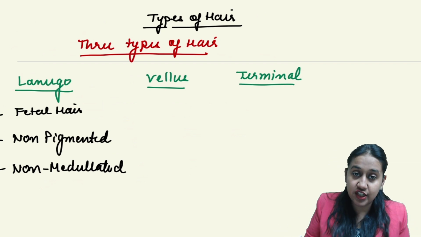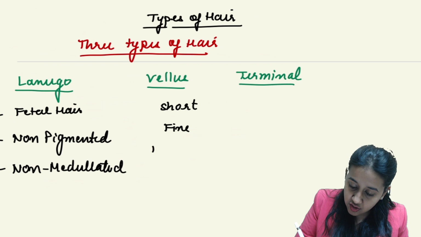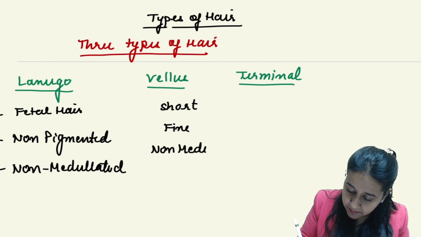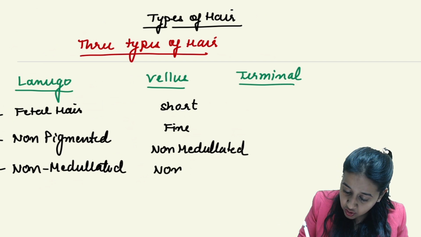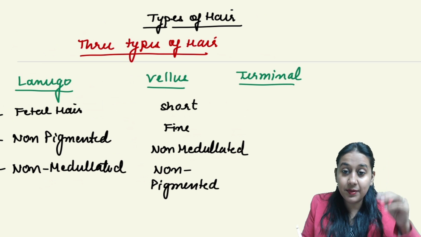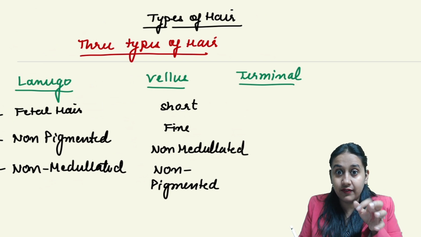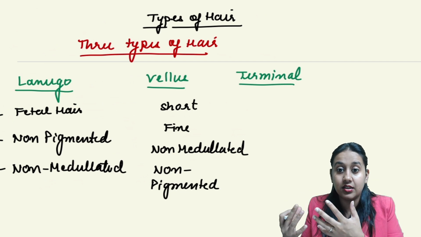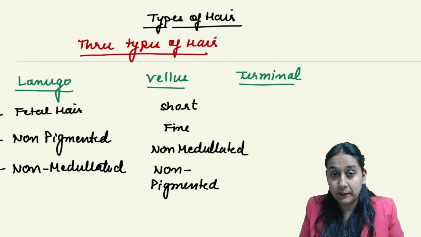Now, what are the characteristic features we discussed? Vellus hairs are short, fine, non-medulated, and non-pigmented also. They are present throughout the body, like on the scalp and on the face. But in the scalp, along with vellus, the majority component is terminal. In the rest of the body, the majority component is vellus.